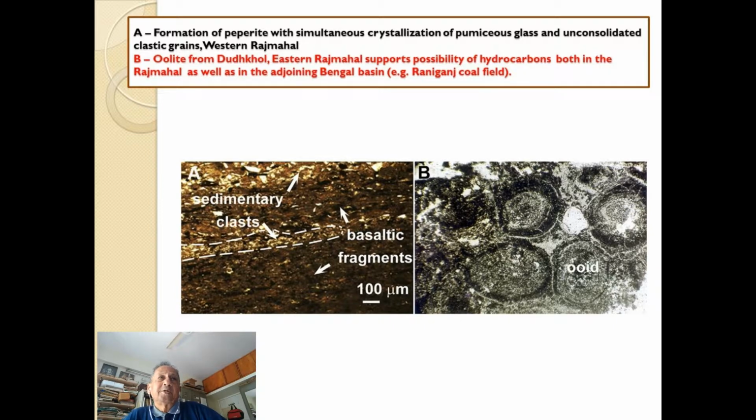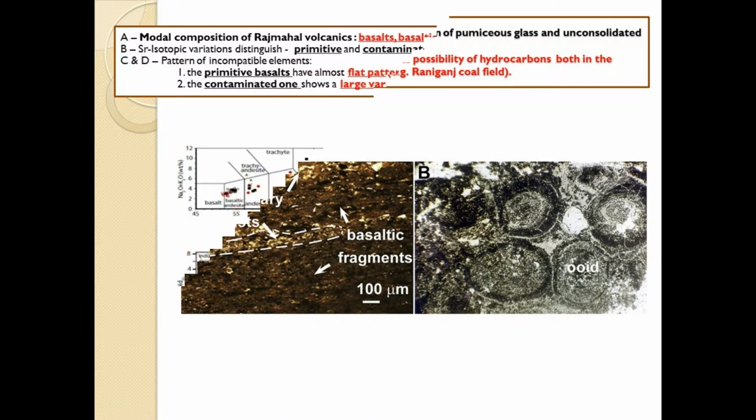So this has been encountered in the western part of the Rajmahal, and slide B is the oolite, which is encountered in the Dudh Khol and in the eastern part of Rajmahal, which supports the possibility of hydrocarbons both in the Rajmahal as well as in the adjoining Bengal basin.